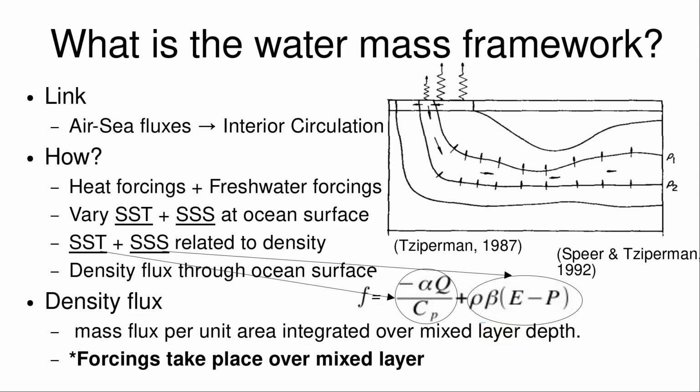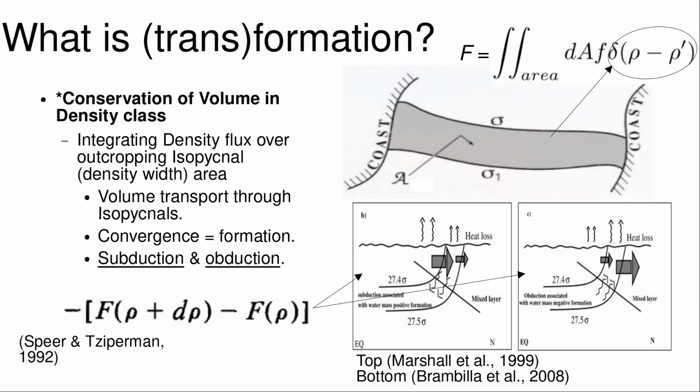There are a number of assumptions which go into this framework, in that the forcings, the air-sea heat fluxes, are uniform over the whole mixed layer, meaning that the density flux would then become a mass flux through the ocean surface integrated over the mixed layer. And assuming conservation of volume, these density fluxes can only happen with a diapycnal volume transport, and integrating these density fluxes over the area of the isopycnal, as you can see on the figure on the upper right, you will get an estimate of this diapycnal volume transport.